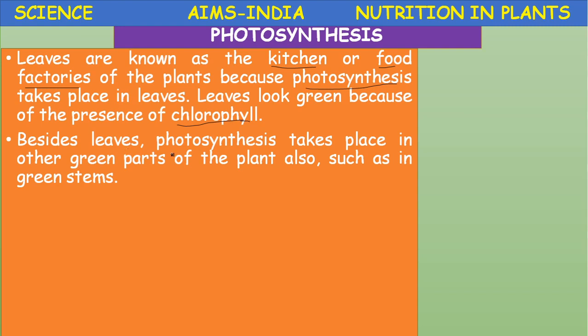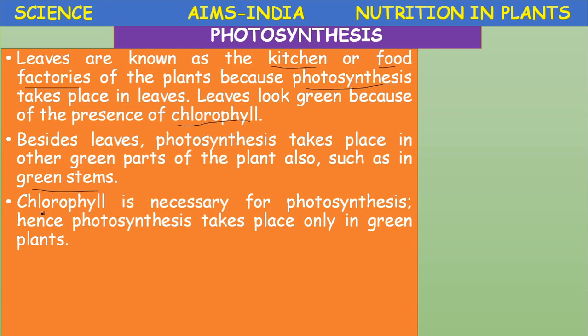Besides leaves, photosynthesis takes place in other green parts of the plant also, such as green stems or herbaceous stems. The chlorophyll is necessary for photosynthesis. Hence, the photosynthesis takes place only in green plants because green plants possess chlorophyll.